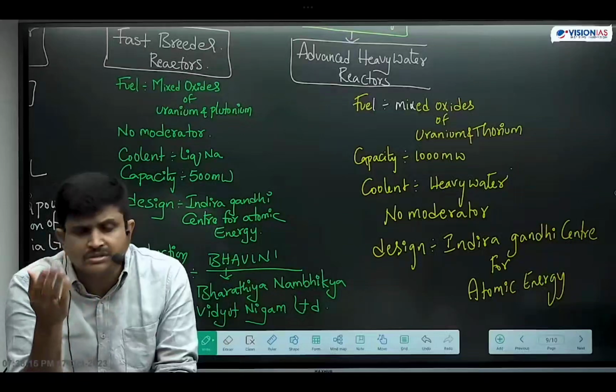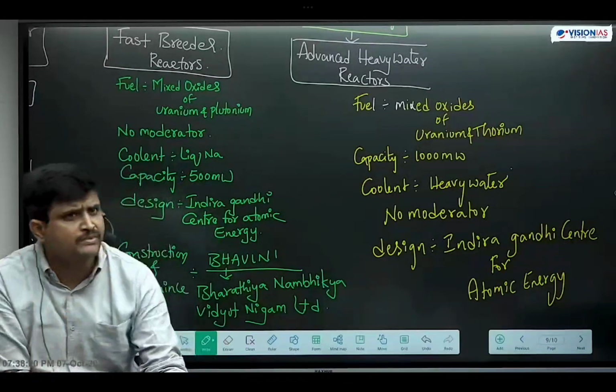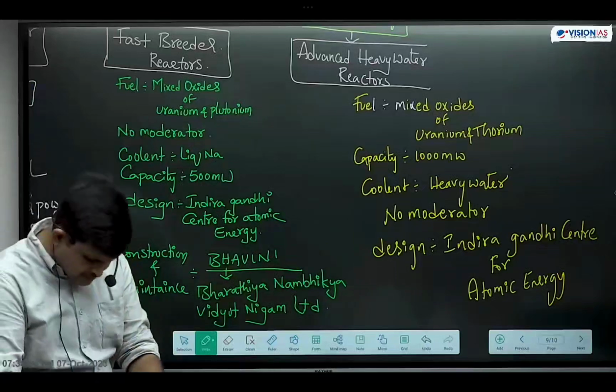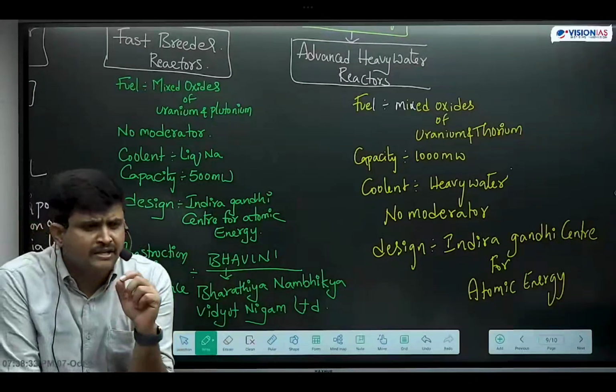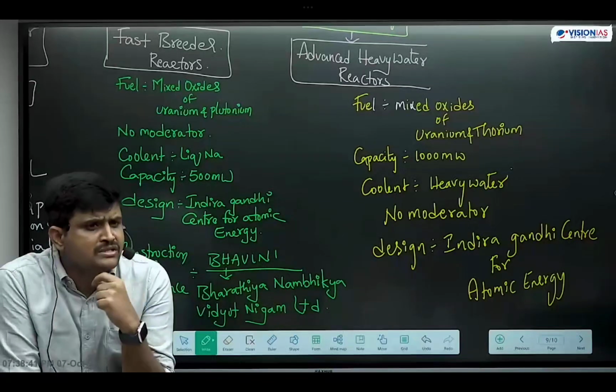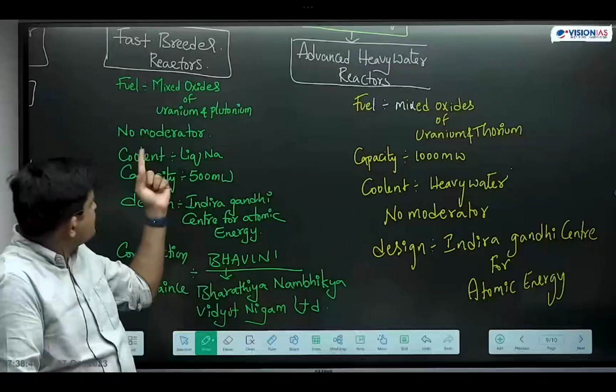Now we are shifting towards fast breeder reactors. Why are we shifting towards fast breeder reactors? See here. In these fast breeder reactors, we use plutonium-239 as a fuel. From where is this plutonium-239 produced? Plutonium-239 is produced as a byproduct in the first stage of nuclear reactors. We will extract this byproduct and use it as a fuel in the second stage of nuclear reactors. Why is it mixed oxides of uranium and plutonium?